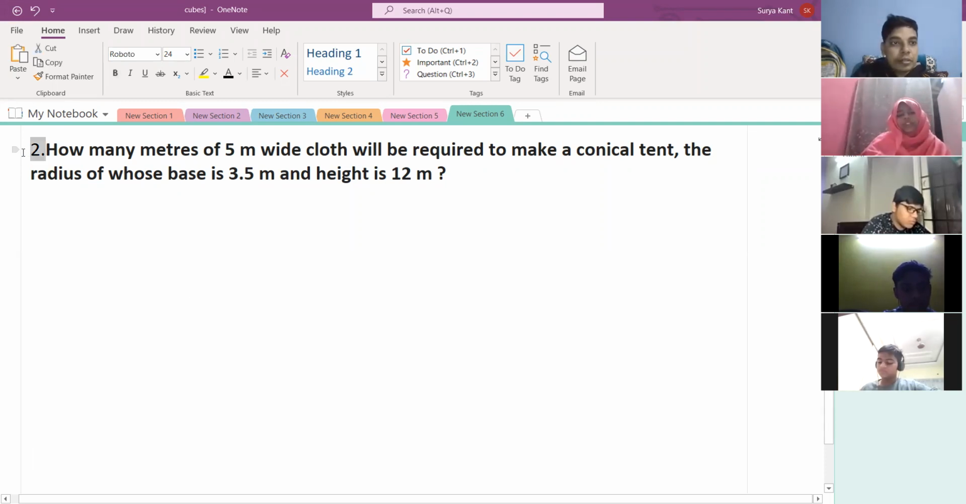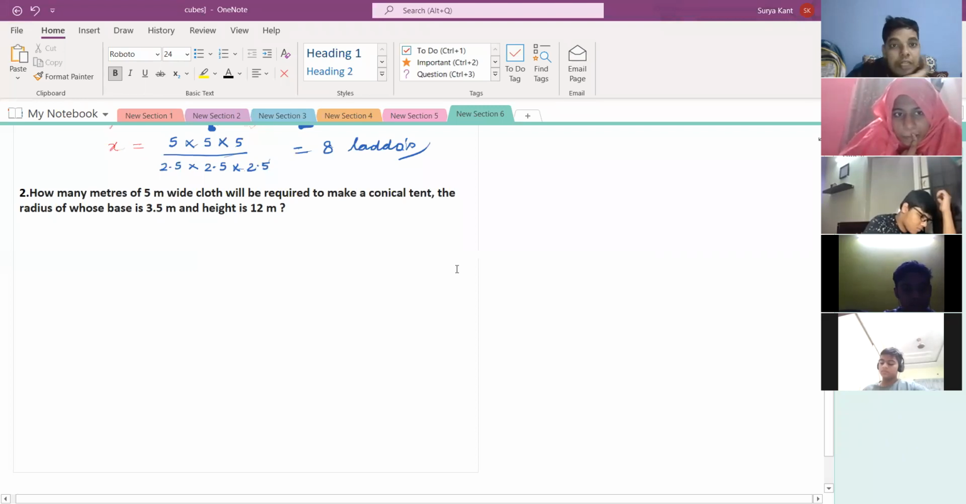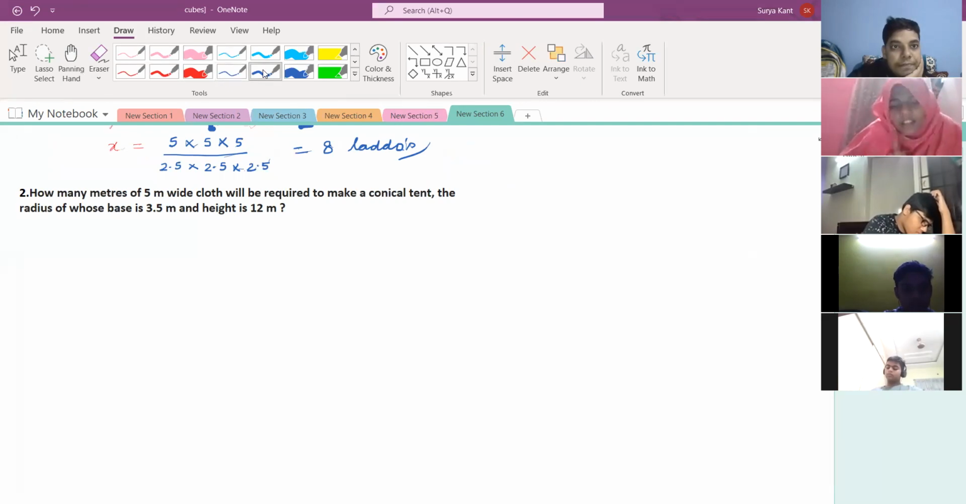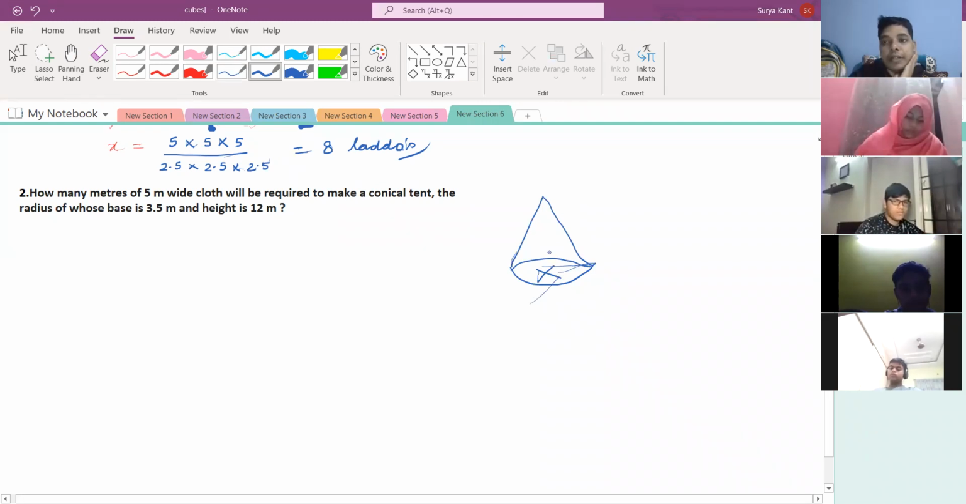Sir, we should use the TSA. We should use TSA, right? TSA of the cone, but in a conical tent, the base will not be there, Anya. If anyone is making a conical tent, the down part will not be there. You can see that, right? Yes, sir. So down part is not there, means we have to find CSA only. This down part is land, so we do not need to find it. So only CSA will come into picture.